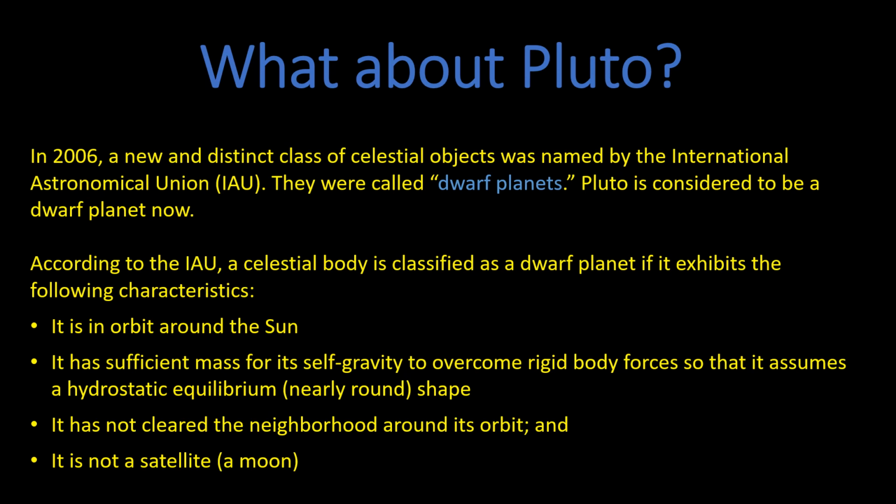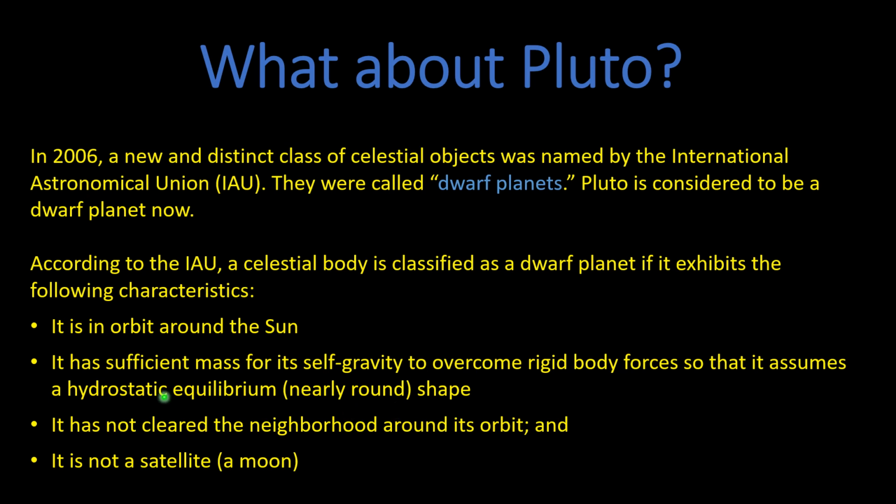So now we have to say to ourselves, well, what about Pluto? It used to be a planet, and now it's not. So here's the explanation. In 2006, a new and distinct class of celestial objects was named by the International Astronomical Union, the IAU. They were called dwarf planets, and Pluto is considered to be one of these dwarf planets. According to the IAU, a celestial body is classified as a dwarf planet if it exhibits the following characteristics. It's in orbit around the Sun, which Pluto is. It has sufficient mass for its self-gravity to overcome rigid body forces, so that it assumes a hydrostatic equilibrium or nearly round shape, and Pluto does have a nearly round shape.